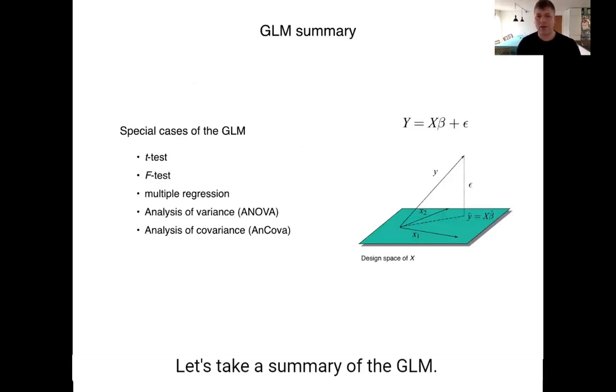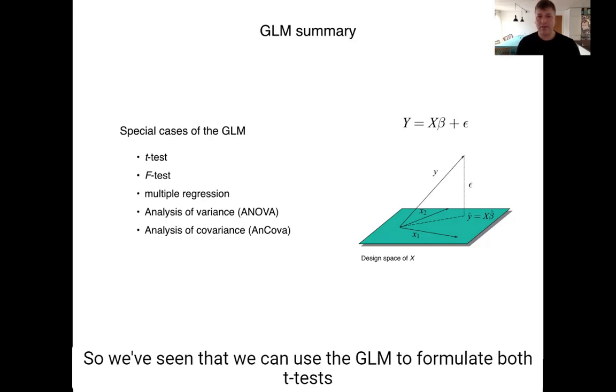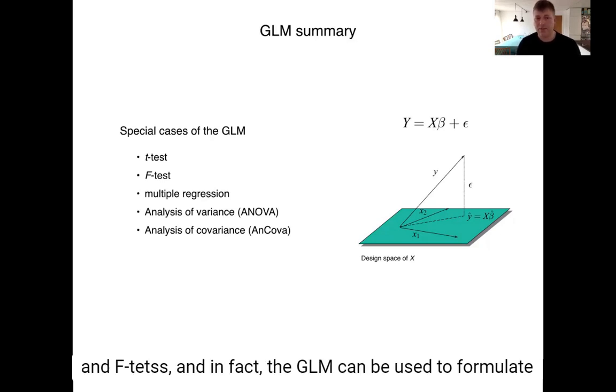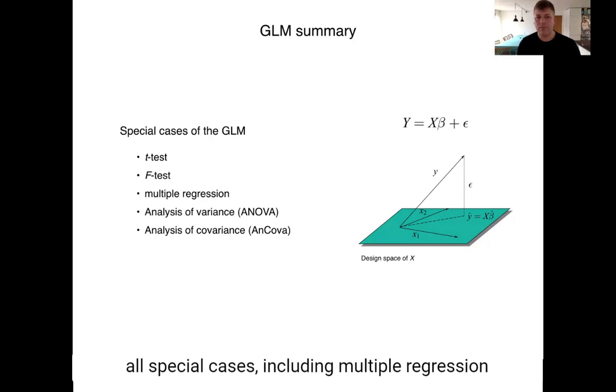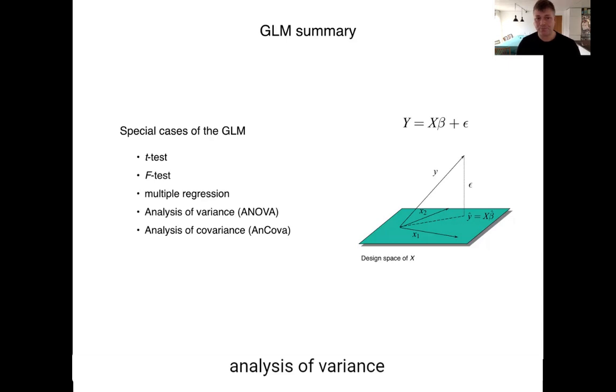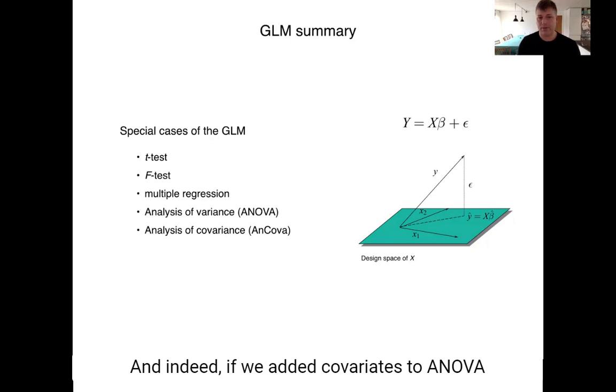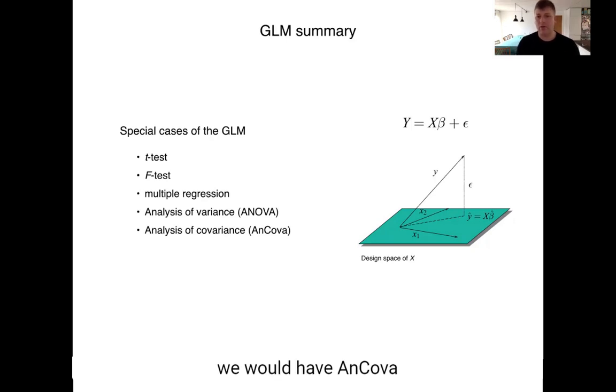So let's take a summary of the GLM. So we've seen that we can use the GLM to formulate both t-tests and f-tests. And in fact, the GLM can be used to formulate all special cases, including multiple regression, analysis of variance, we've also seen. And indeed, if we added covariates to ANOVA, we would have an ANCOVA. So all linear tests can be modeled in the GLM with the right design matrix.